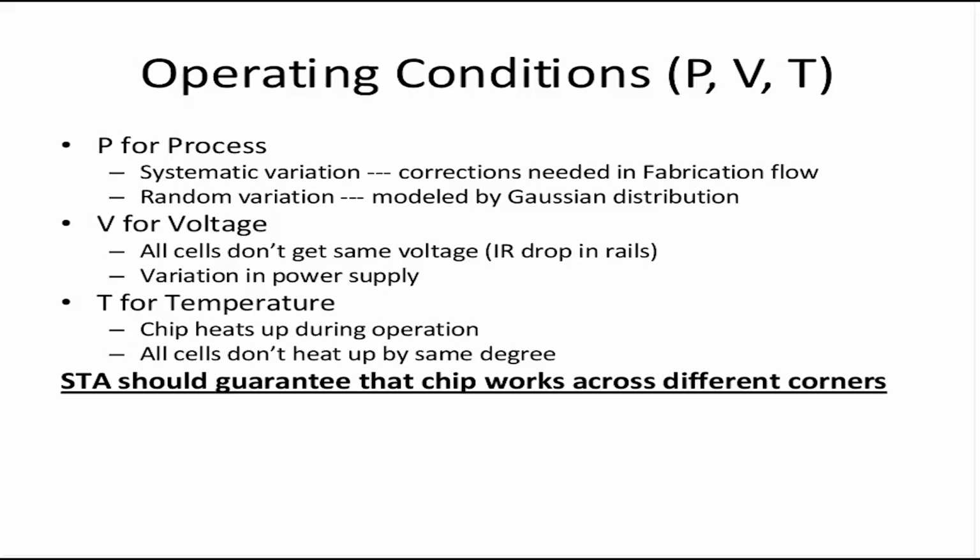STA, in fact the whole purpose of STA, is to make sure that your chip works in spite of these process variations. There are two types of variations. I'll try and fit in a lecture which talks about variations, because STA is very tightly tied with how the variations take place in the chip. So some of the variations come under the category of systematic variation.